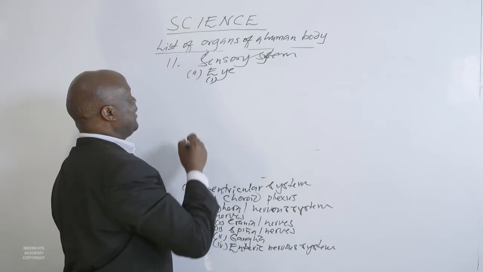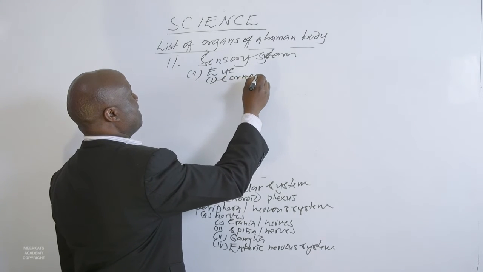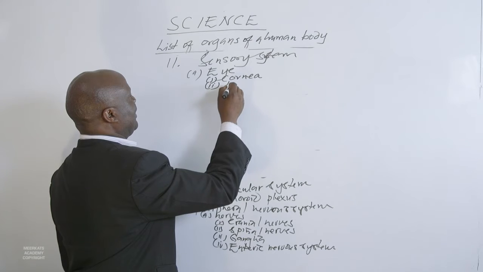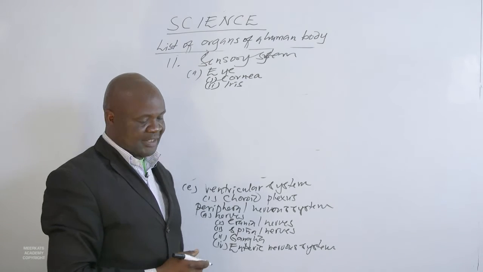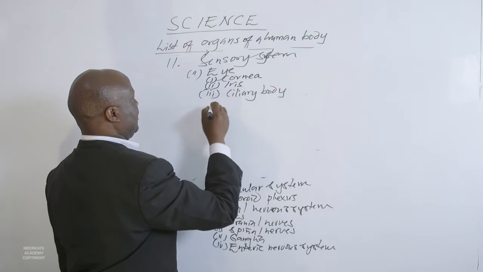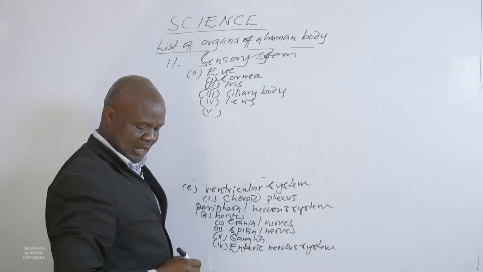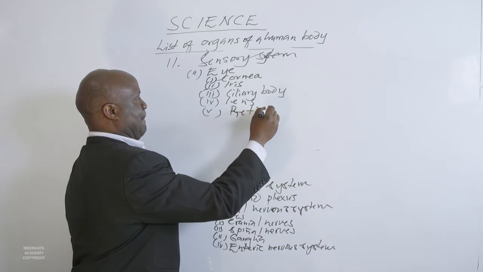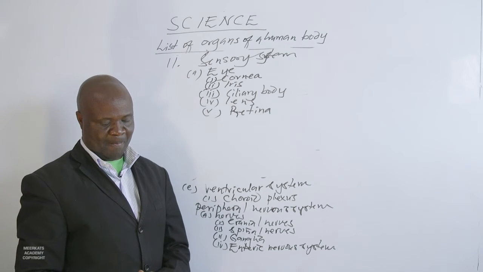From the eye, we have other important parts worth mentioning. We have the cornea. A cornea is just part of the eye. Also, we have another part that is important, the iris. We shall see how the iris reacts, what the functions of the iris are. We have the ciliary body, it's part of the eye. Then we have the lens. And apart from the lens, another important part of the eye is the retina. We shall see the functions later on.